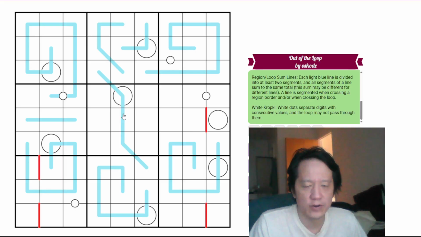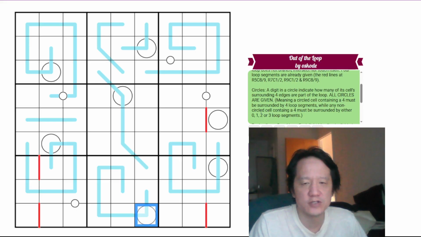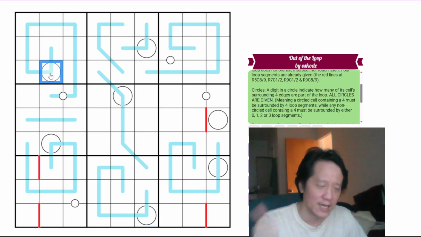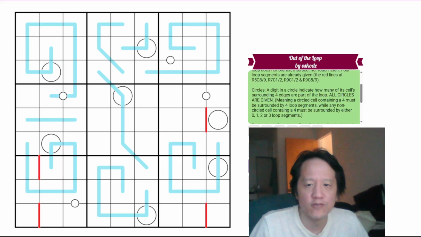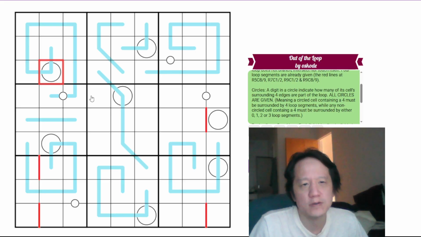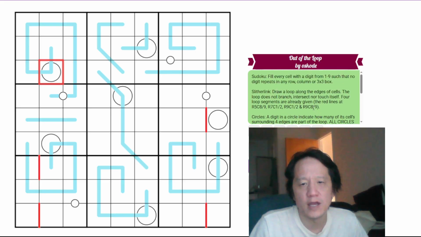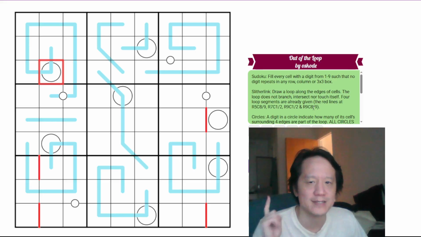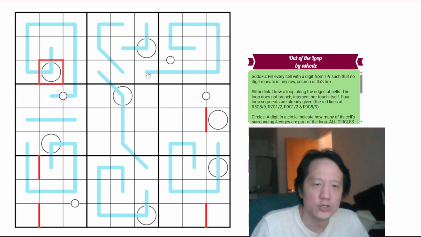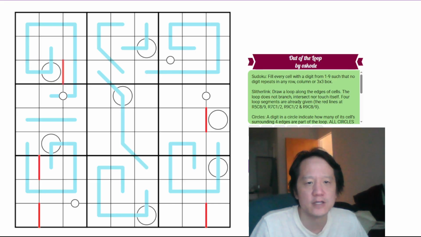Let's go. Okay, so every region loop sum line is divided into at least 2 segments. Also, we have the circles. The digits in a circle must be 1 through 3, I think. 4 would mean that you have a complete loop around the circle. And we have a single loop here, and the loop does not branch, intersect, nor touch itself. So anytime you would have 4, that doesn't work, because then it would have to branch, essentially, to connect to the other Slitherlink cells or edges.